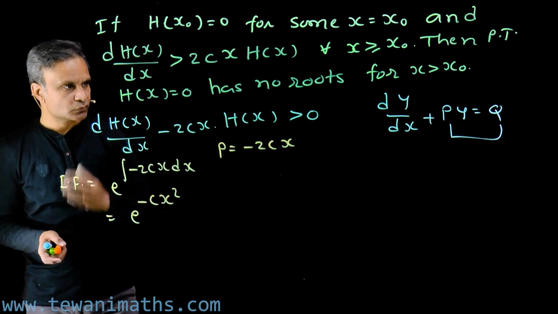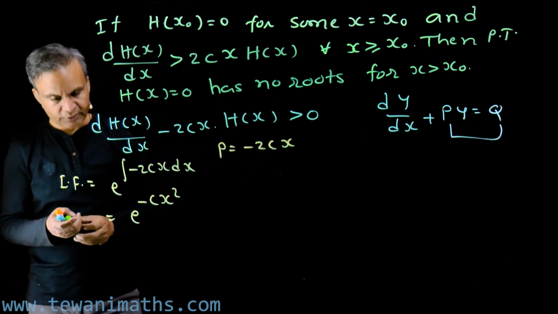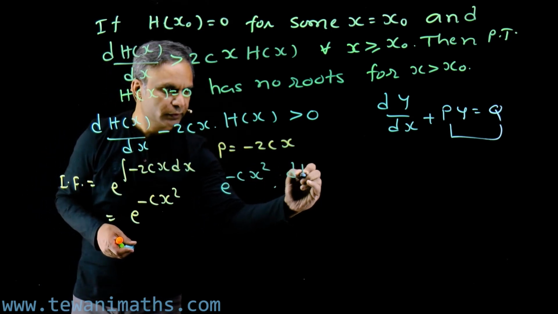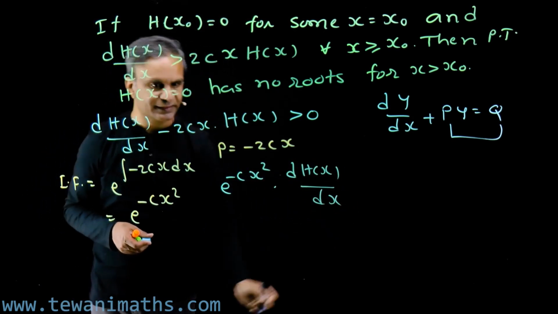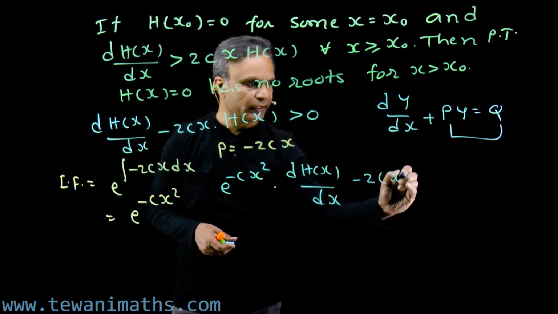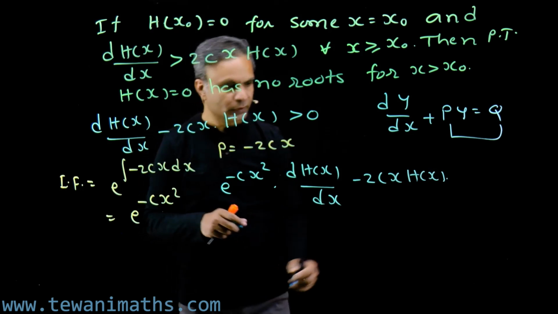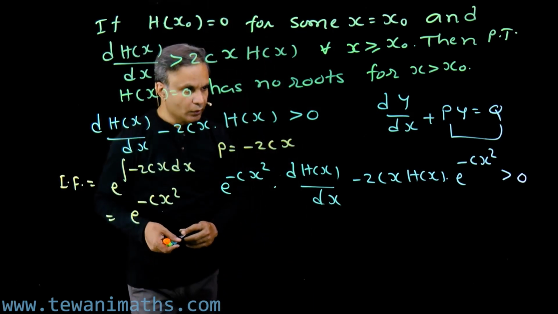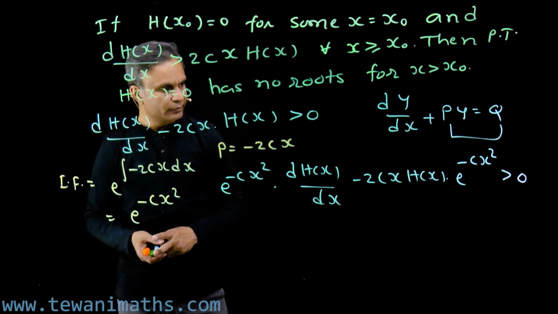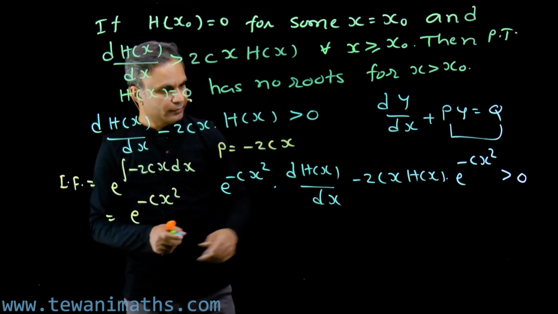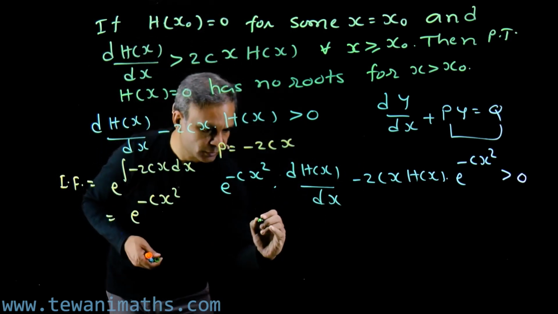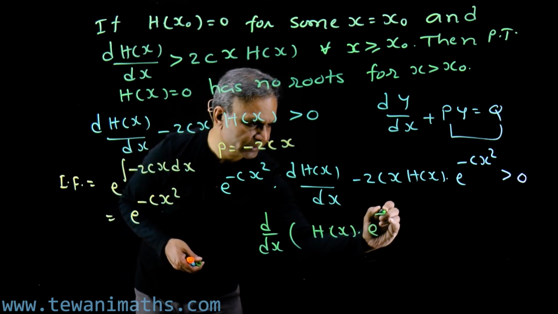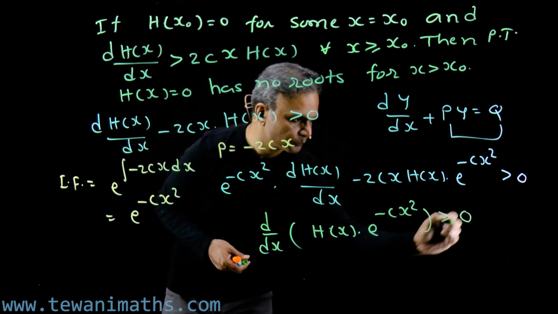So we multiply this inequality by this. This is positive, so the inequality sign will remain the same. We get e power minus cx square, the integrating factor, into the derivative of h(x) minus 2cx h(x) multiplied by the integrating factor e power minus cx square. This is greater than 0. Now what will be the advantage? क्या एडवांटेज होगा इससे मल्टीप्लाई करने से? This is the derivative of h(x) multiplied by e power minus cx square. Is it? होगा ना ये?